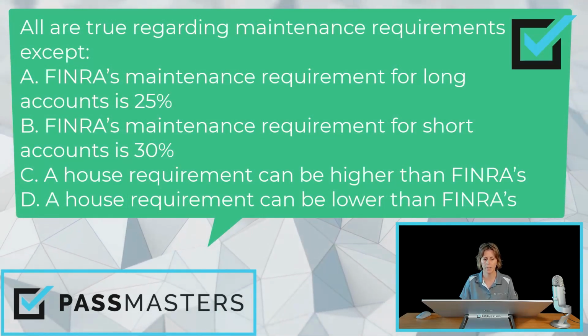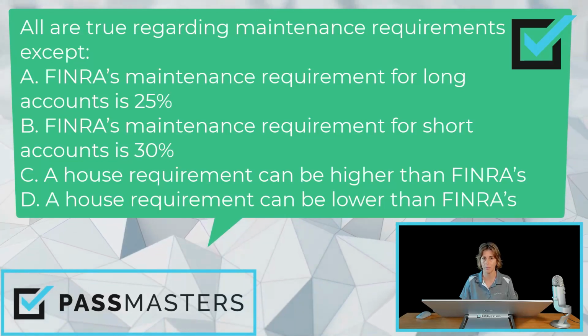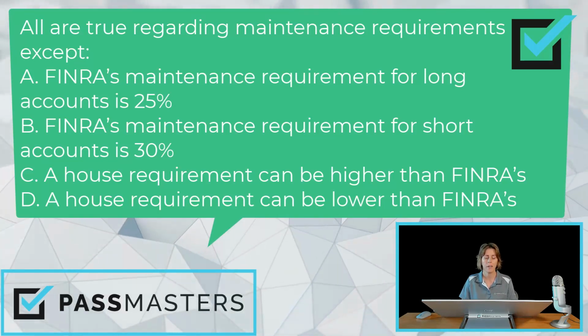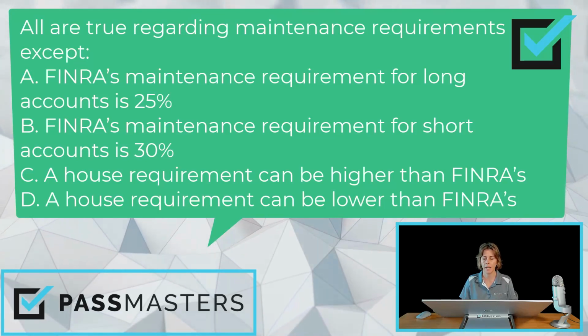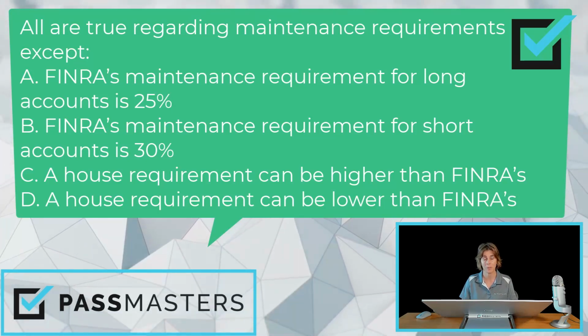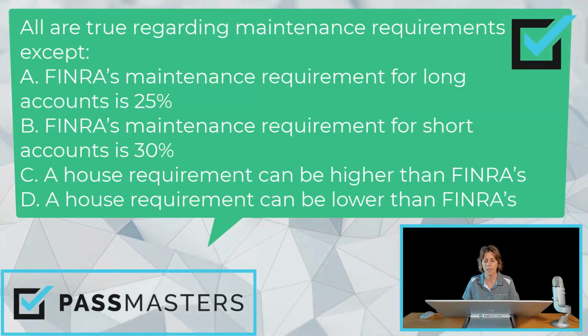One last practice question here. All are true regarding maintenance requirements except, looking for what is false. FINRA's maintenance requirement for long accounts is 25%. 25% equity, yes. It's important to remember that these percentages are equity requirements, not the loan amount. The loan amount initially is the opposite of the equity requirement. So if the test said that Federal Reserve Board Regulation T is 60%, they're not trying to trick you. They're just trying to see if you understand, is 60% what you deposit or is it how much you borrow? It's what you deposit. So A is true.